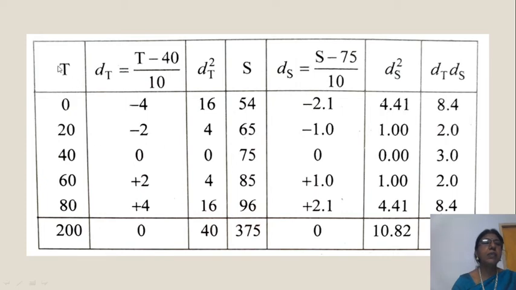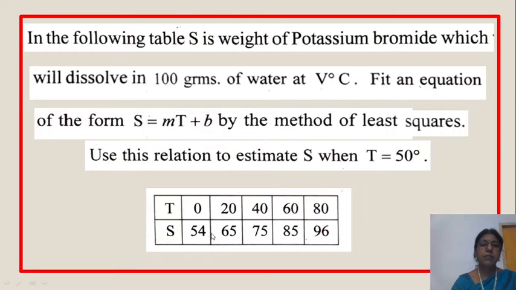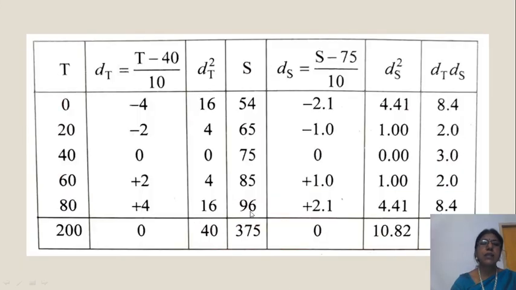See here, T values mean X values. dt is T minus 40 by 20. dt square is the square of these values. We get 16, minus 2 whole square is 4, 0, 4, 16. Then the S values are given in the table: 54, 65 and so on. So these are the S values.